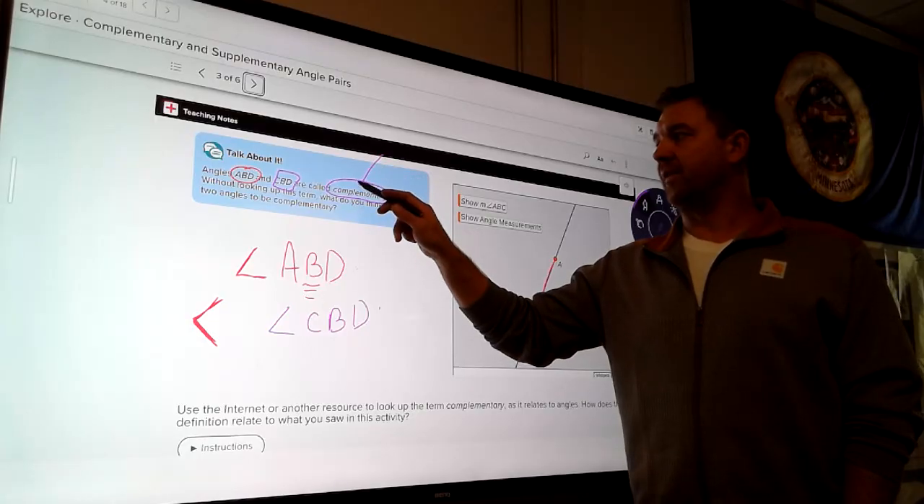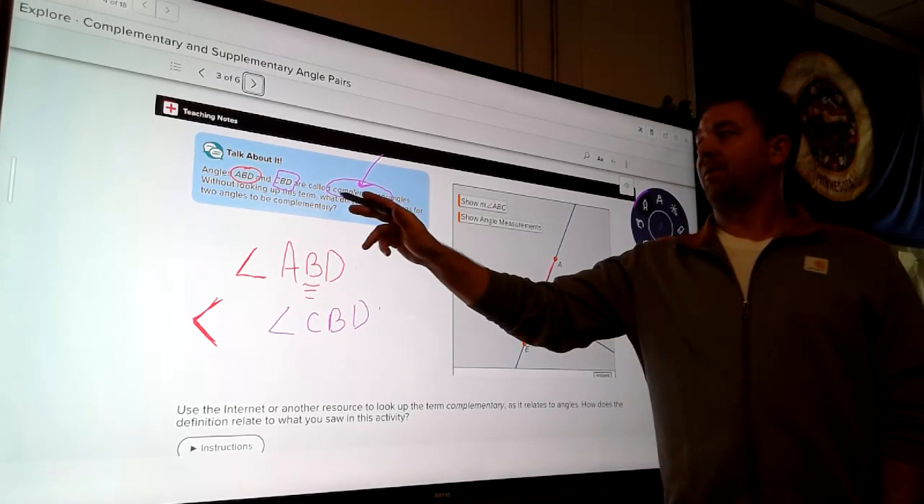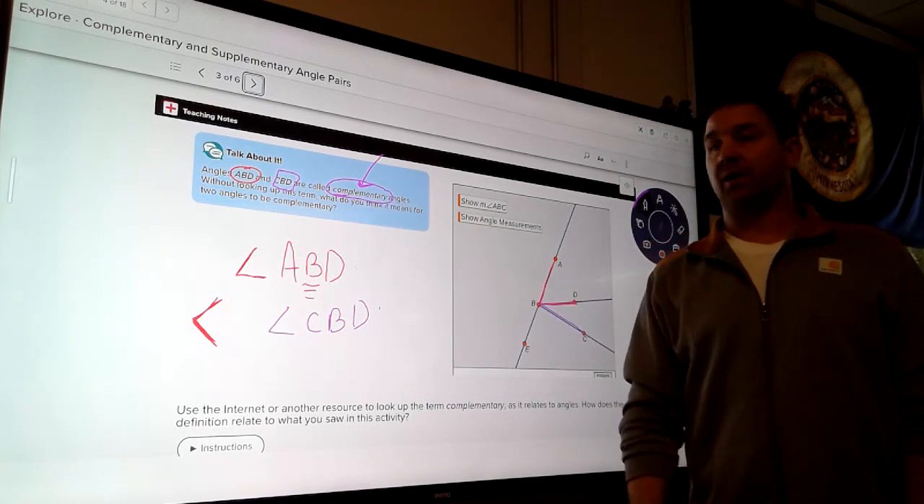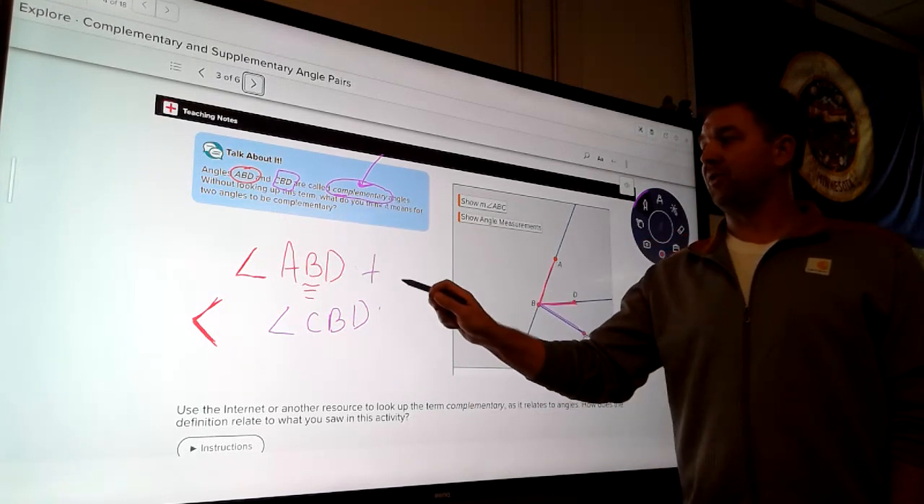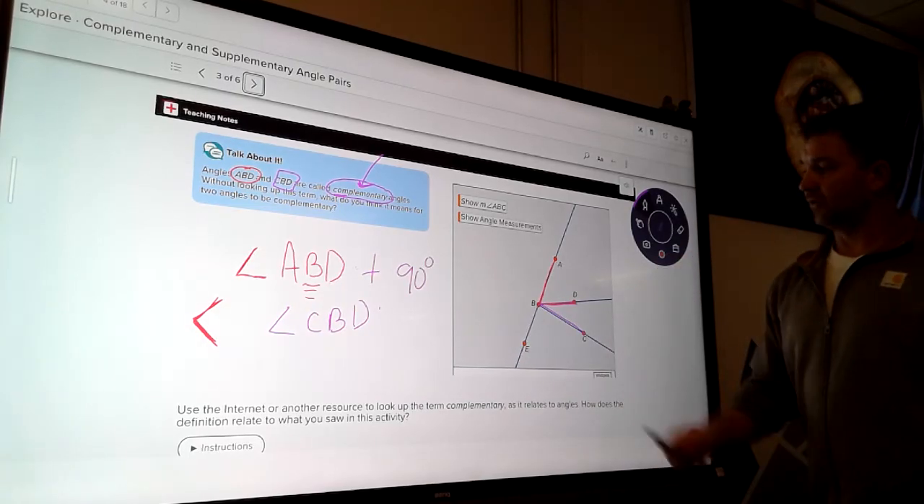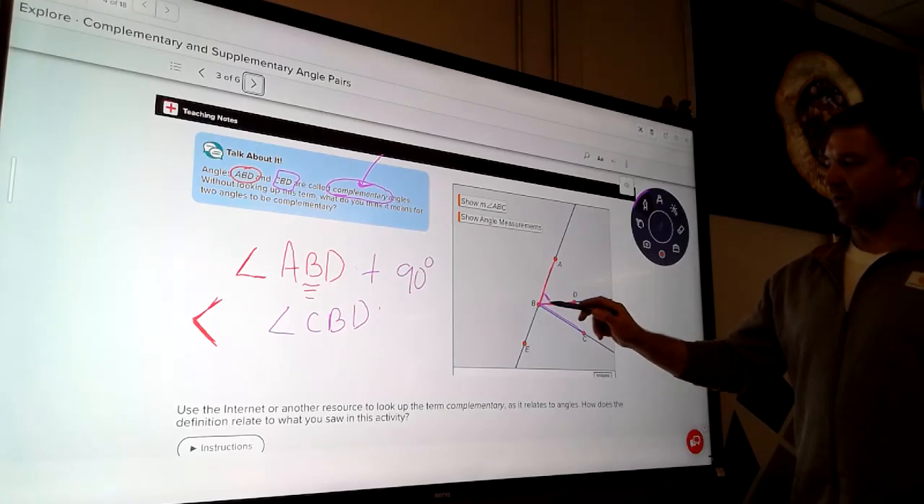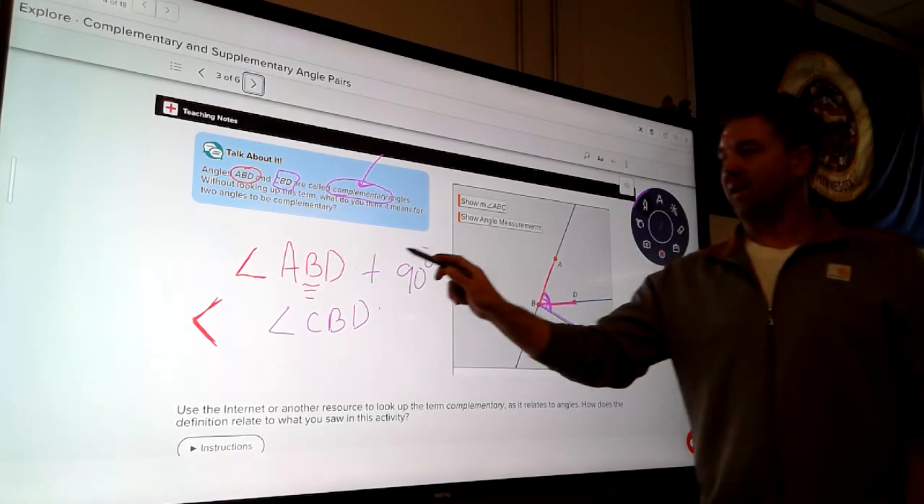So we need to know the definition of that word. Complementary means two angles that add up to 90 degrees. So right now, I don't know how much this angle is right here. I don't know how much this angle is. But together, these two form a right angle or 90 degrees.